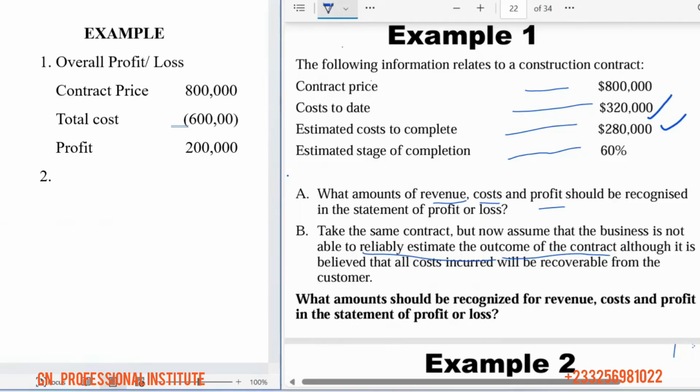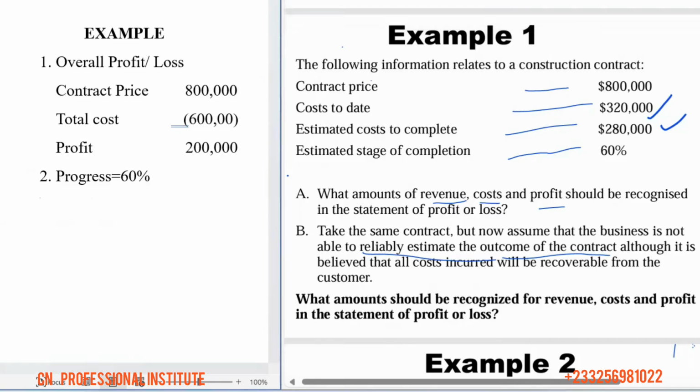Then we said step 2 is we measure the progress. We looked at this in the previous video. How do we get the progress? Here, the progress has already been given to us. Are you following? The progress has already been given to us, so we don't have to go and do anything. The question said the estimated stage of completion is 60%. So 60% is the progress. Okay. Then we go to step three.